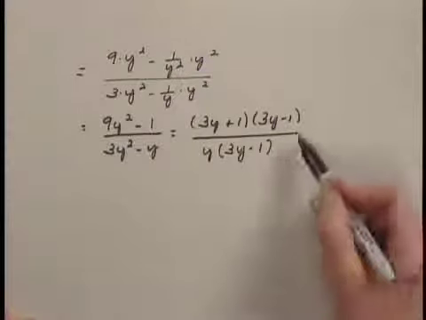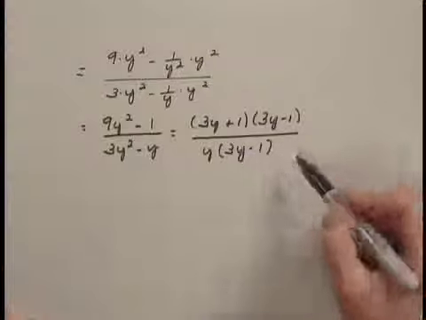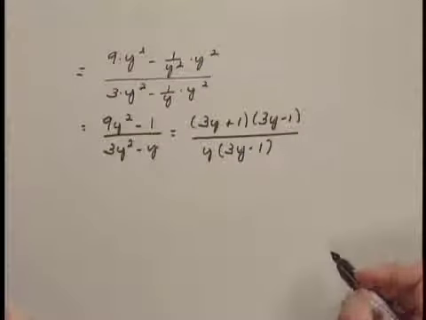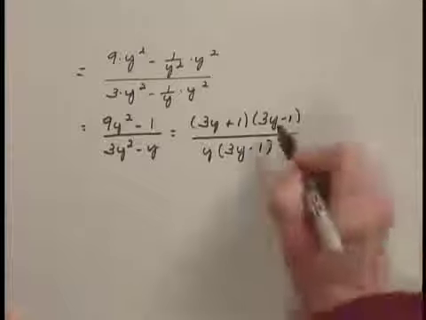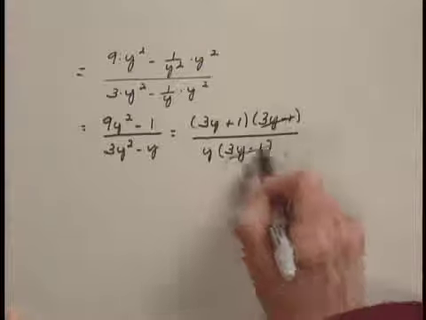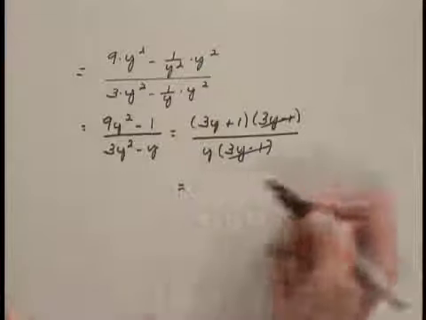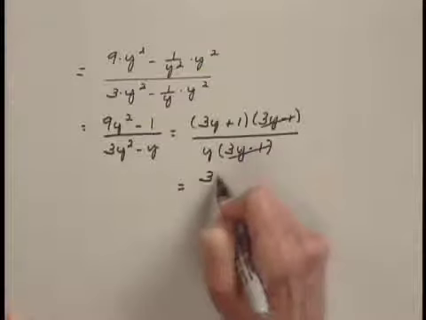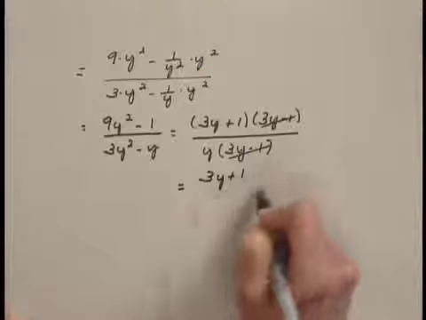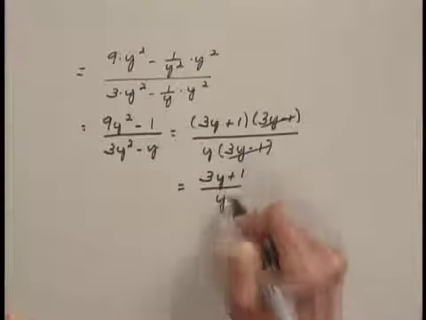And now I can look at the numerator and the denominator, and I see that each has a factor of 3y minus 1, which can be removed. Now I'll remove it just by canceling like this. And what we have left is the simplified form of that complex rational expression. It's 3y plus 1 over y.